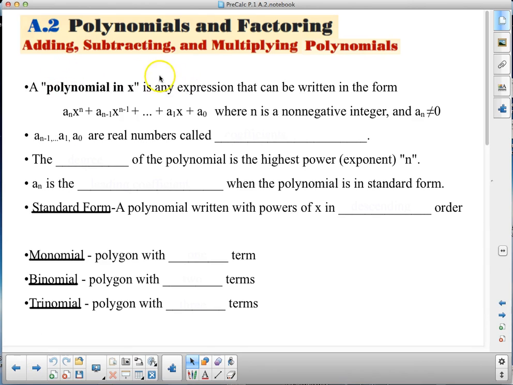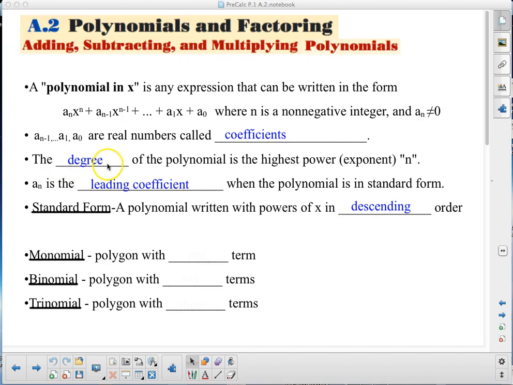Now, polynomials and factoring: adding, subtracting, multiplying polynomials. A polynomial in x is an expression that can be written in the form a_n x to the nth plus a_(n-1) x to the n minus 1, and we go on, plus a_1 x plus a_0, where n is a non-negative integer and a_n is never 0. So a_n all the way down to a_1 and a_0 are real numbers called coefficients.